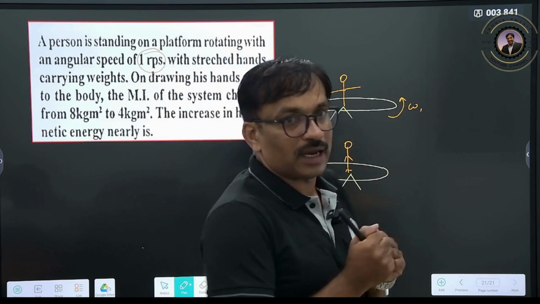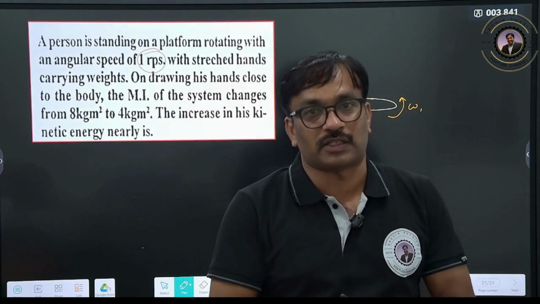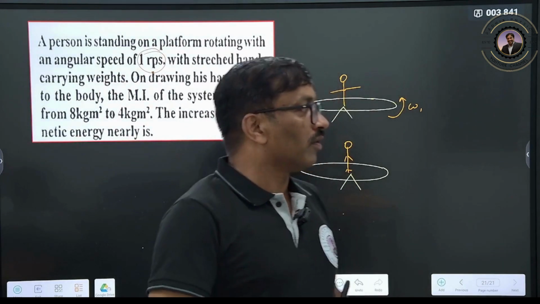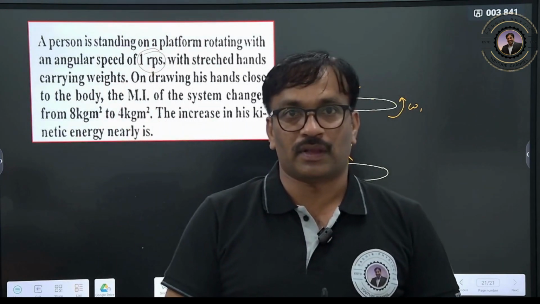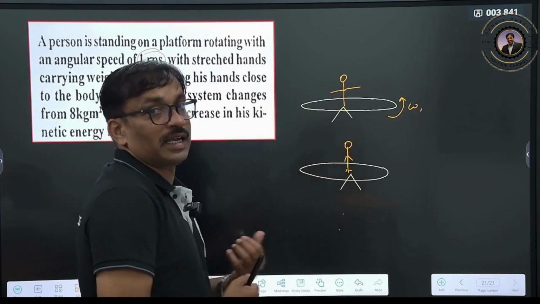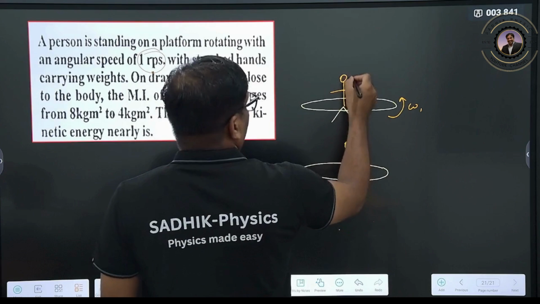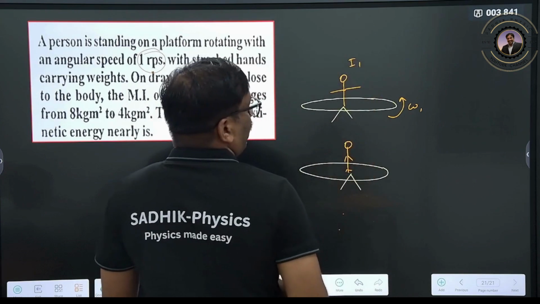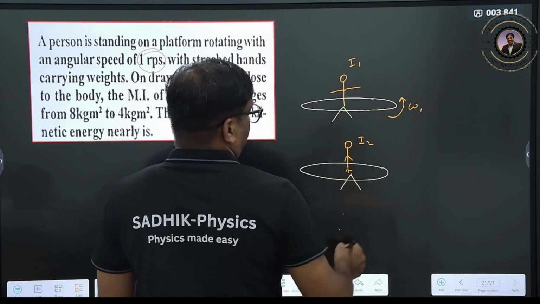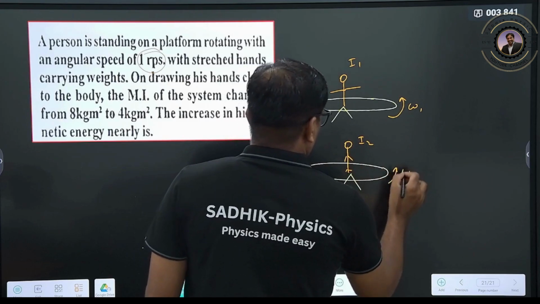When he closes his hands, what happened now? Moment of inertia decreased. So therefore he will be rotating faster. When he is rotating faster, his kinetic energy is increased. So from where has this energy come? If you really know it, please comment, right? Initially he was rotating when he was stretching, I1 is the moment of inertia. When he is closing, I2 is the moment of inertia, and it will have omega 2.